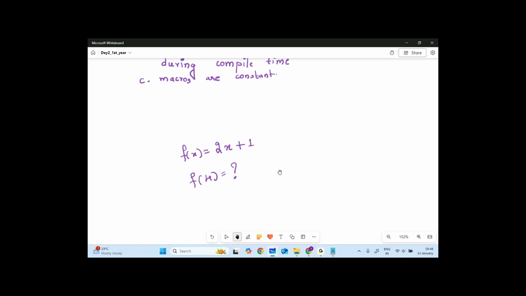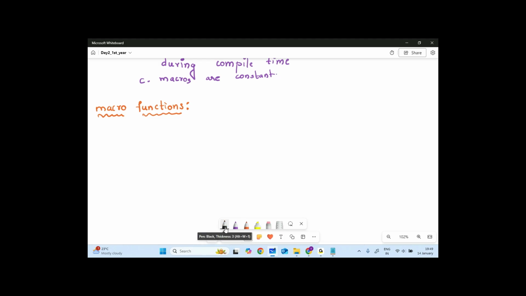Now, in mathematics, have you come across these kinds of things? How do you solve it? We will substitute 4 in place of x and solve the entire expression and get the result. Similarly, in C language, you can create these kinds of functions, which we call macro functions. Let us take an example and understand this.